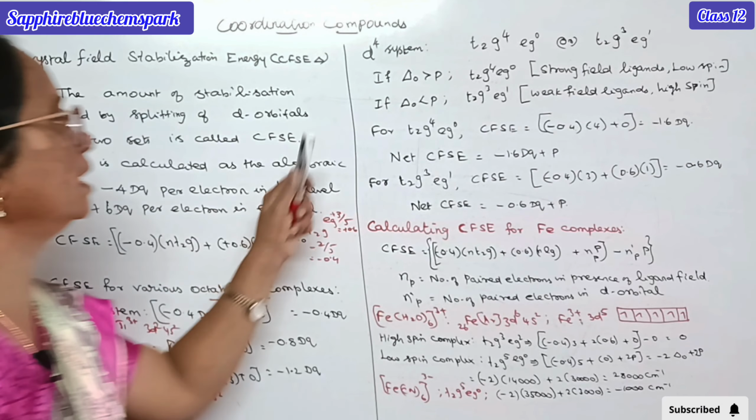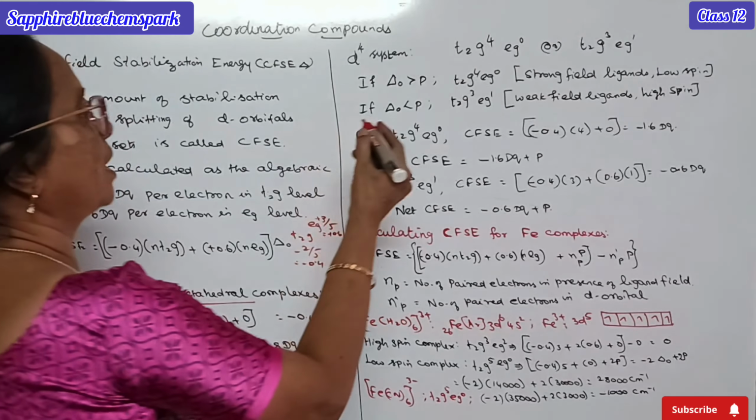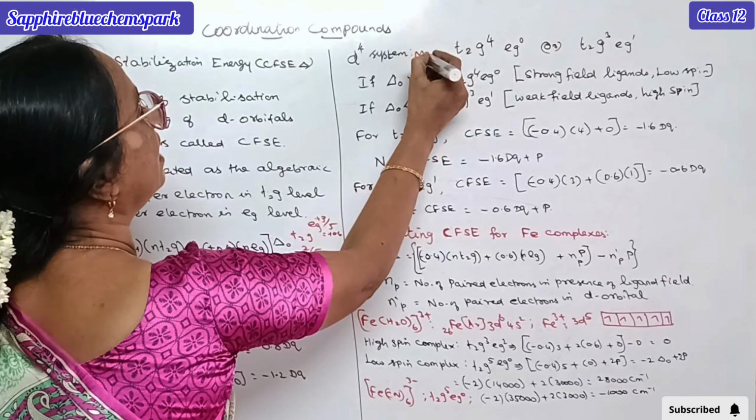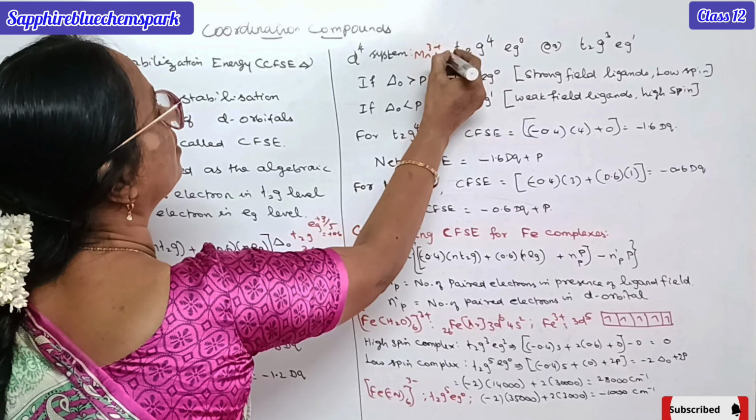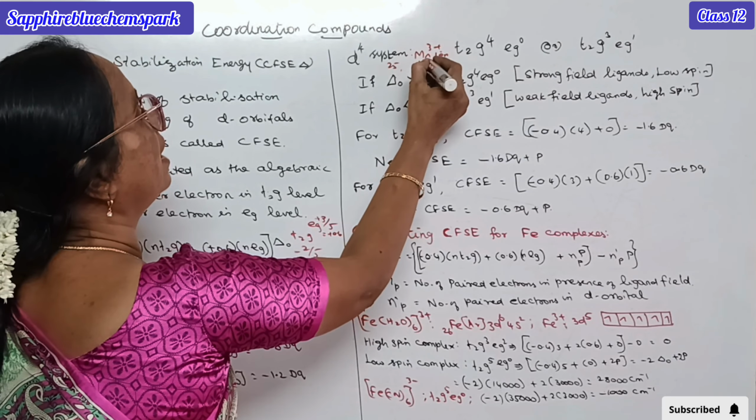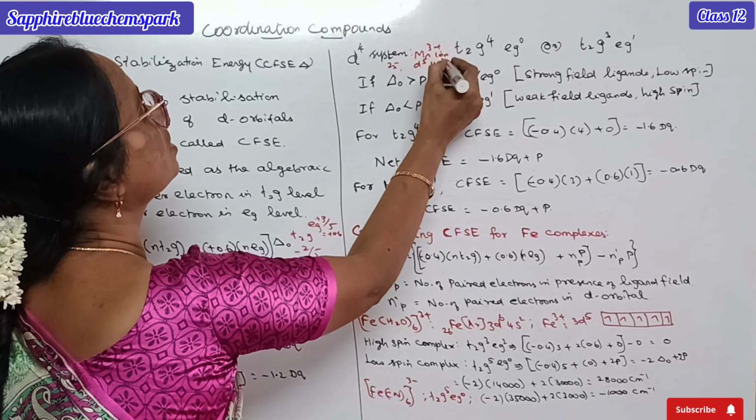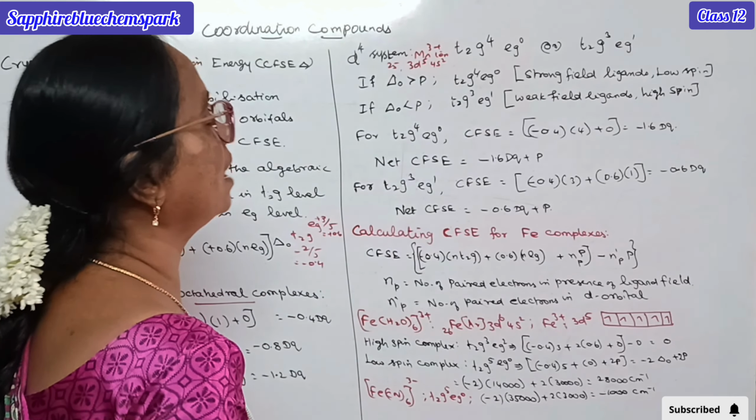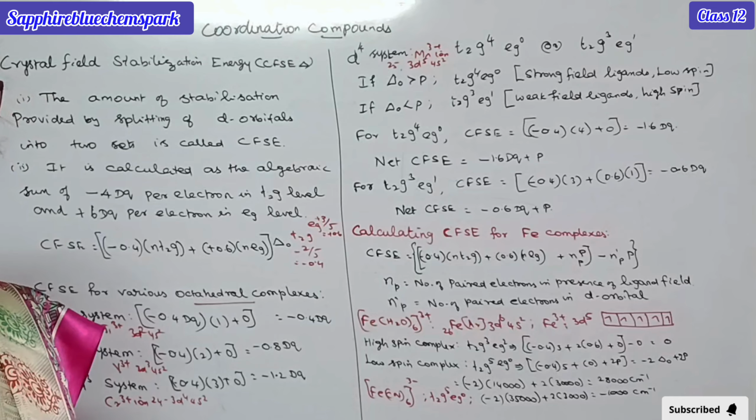Let us find the d4 system. The d4 system can be taken for the Mn 3 plus ion. Manganese has atomic number 25, so we can write 3d5 4s2. By losing 3 electrons, it becomes a d4 system.